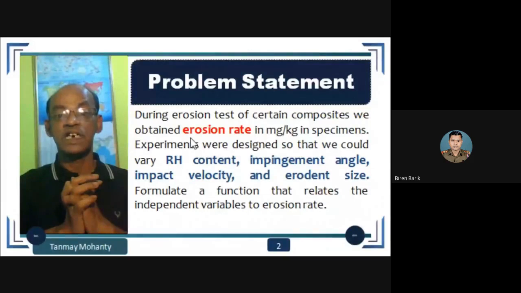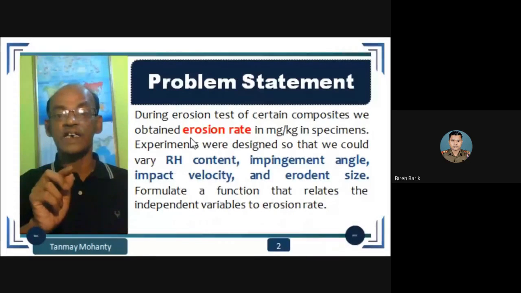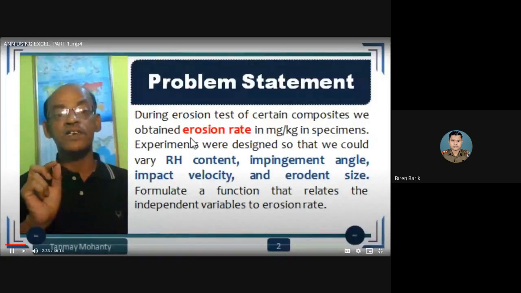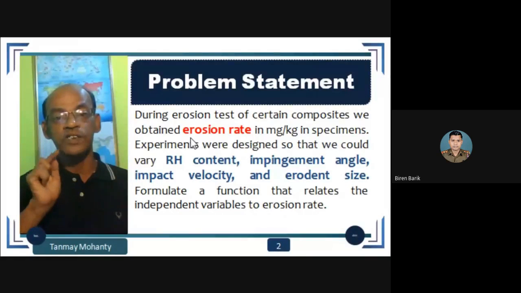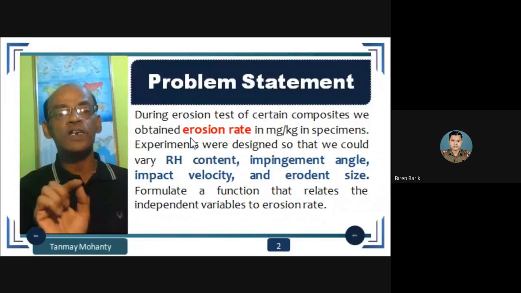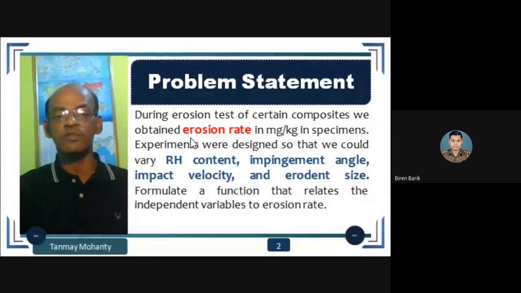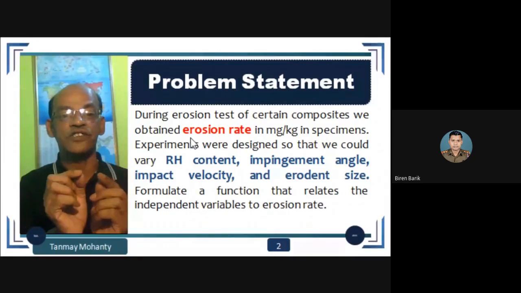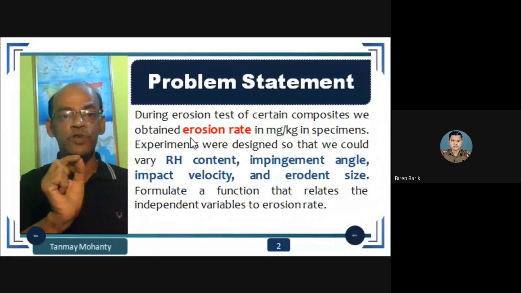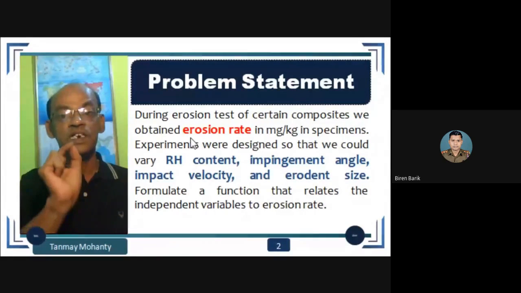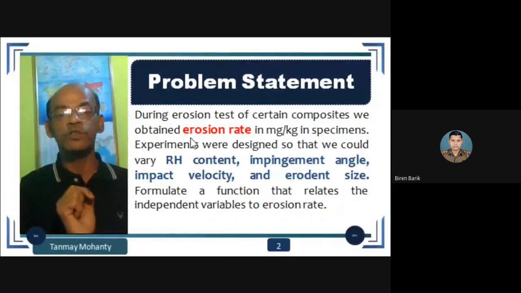The experiments were designed so that we could vary the content of rice husk in the composite, the impingement angle at which the erodent strikes, the impact velocity, at what velocity the erodent strikes that composite, and the erodent size, the size of the particles that will erode that composite. Our inputs were rice husk content, impingement angle, impact velocity, and erodent size. And what we got is the erosion rate of the composite.